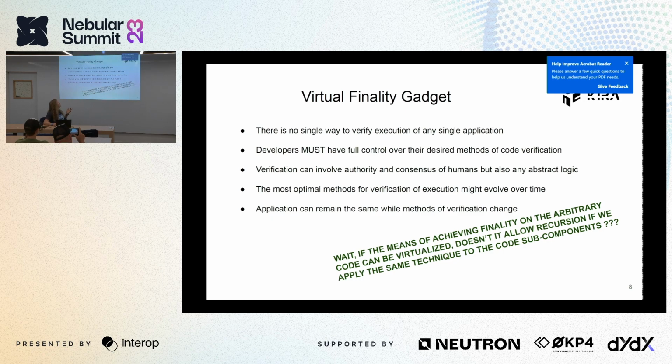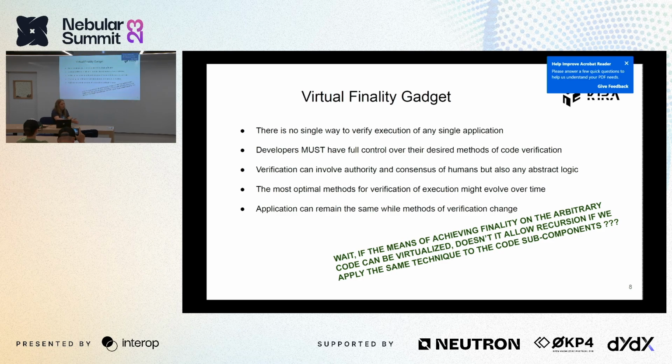So here comes the Virtual Finality Gadget to the rescue. I'm going to show at the end how we in particular implemented it, but anyone can do it. It is an idea anyone can try and experiment with for themselves. And what we are trying to achieve with the Finality Gadget is to give the developer the ability to define the way that he wants to verify his application, right?